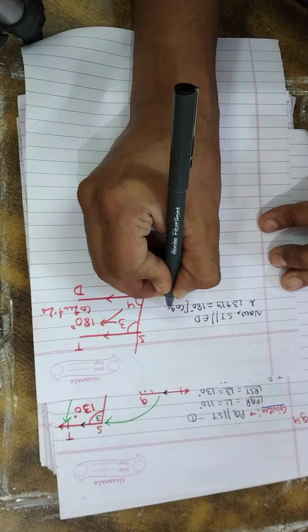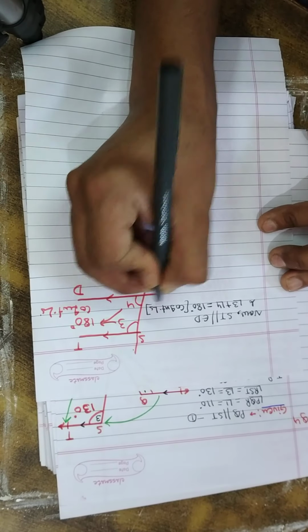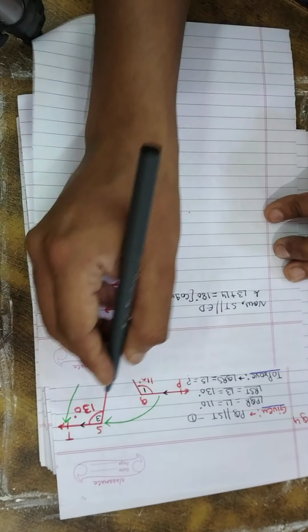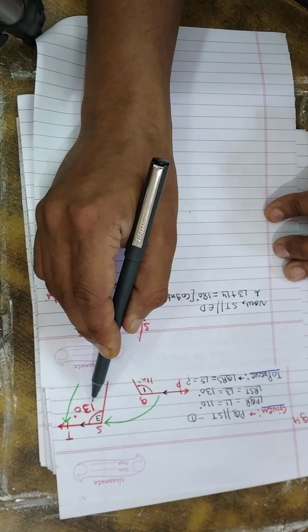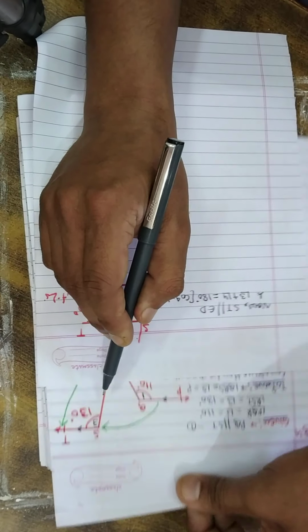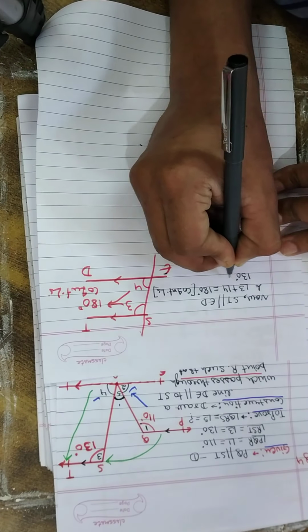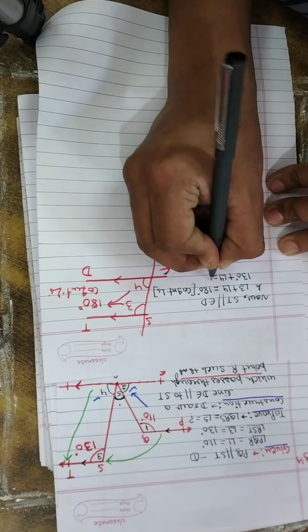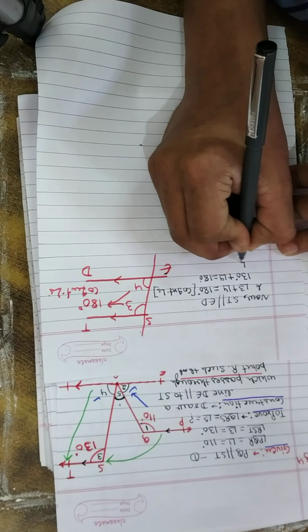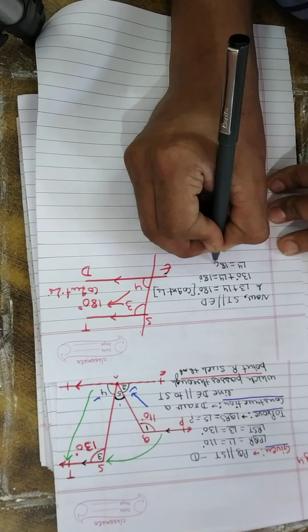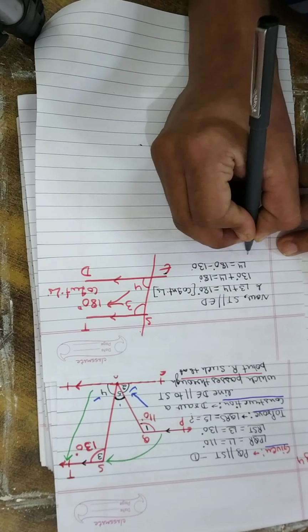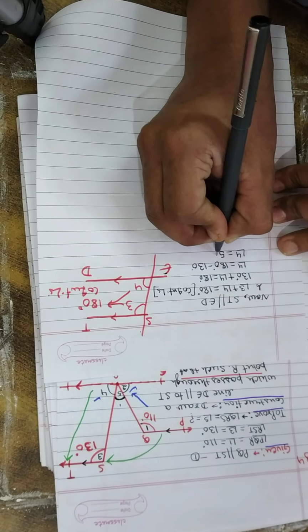Reason: co-interior angles. What is angle 3? Angle 3 is given as 130 in the diagram. So instead of angle 3, we can put 130 here, and angle 4 equals 180 degrees. So angle 4 equals 180 minus 130, so angle 4 equals 50 degrees.